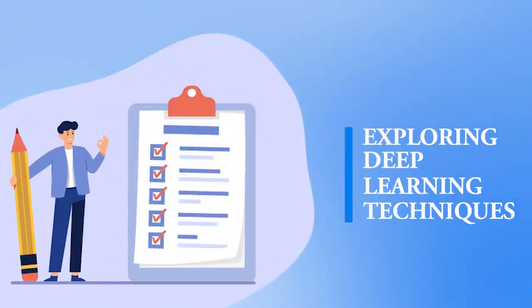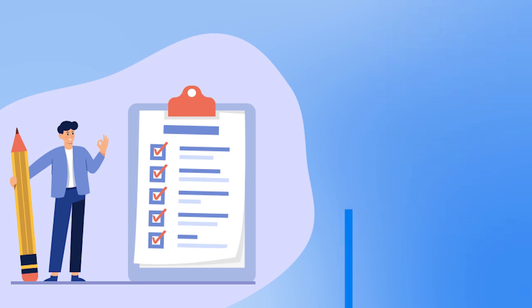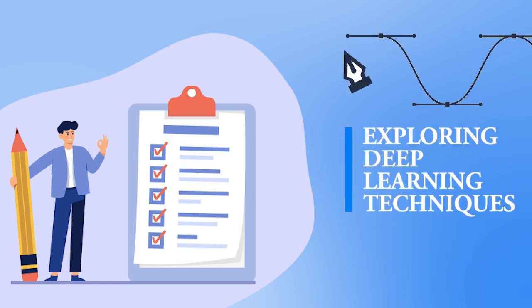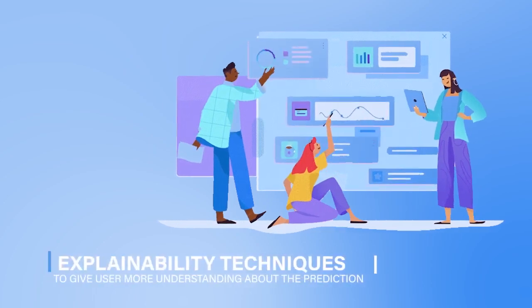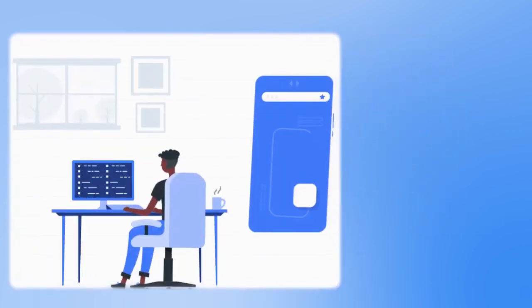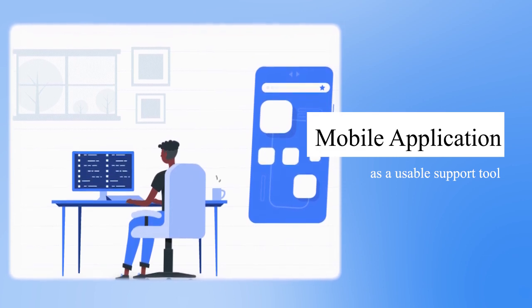We started with exploring deep learning approaches for audio classification as well as image classification. Then we developed the deep learning pipeline and trained the classification models. After that, we employed explainability techniques to interpret the prediction, and then we developed our mobile application and integrated the deep learning pipeline to deploy it as a supportable tool.